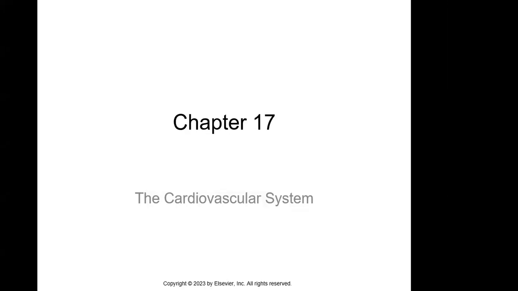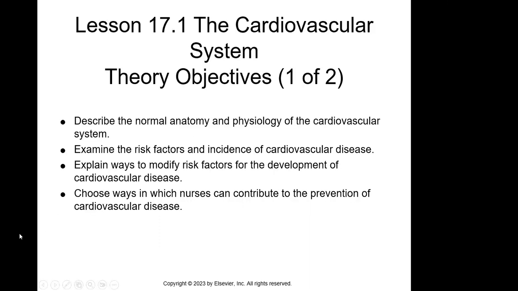All right, so let's look at our objectives. When we think about the objectives, we are going to be understanding the normal anatomy and physiology of the cardiovascular system, and we'll look at risk factors and incidence of cardiovascular disease. We're also going to look at how we can teach our patients to modify risk factors, things that increase their risk for development of cardiovascular disease.